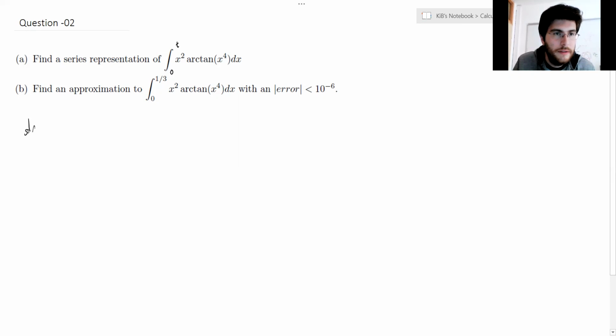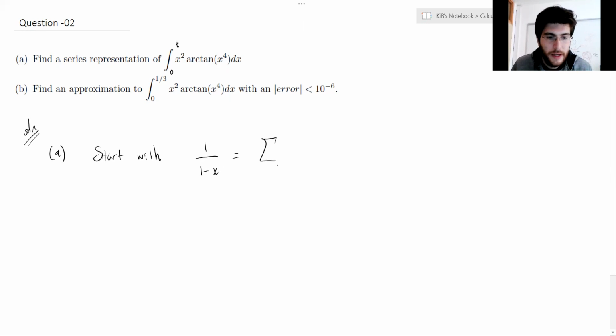Okay, so let's try to understand what's going on. So part A. In part A, as before, we wish to find a series representation. We wish to find the series representation of the integral above. So let's start, as before, with the very well-known series representation, which is this.